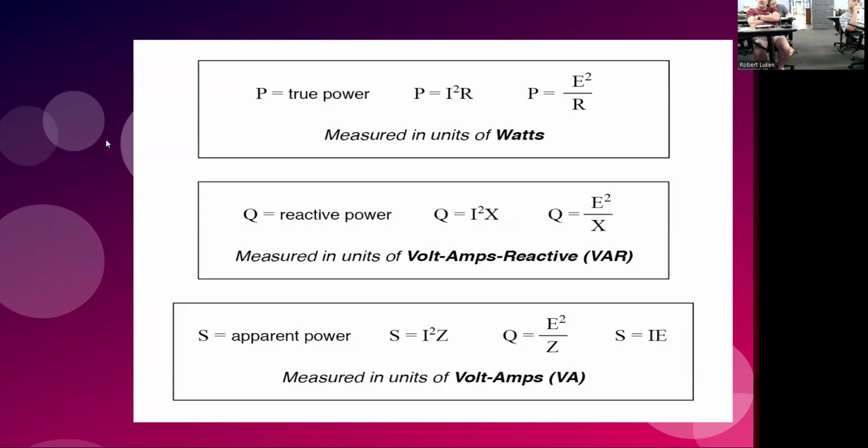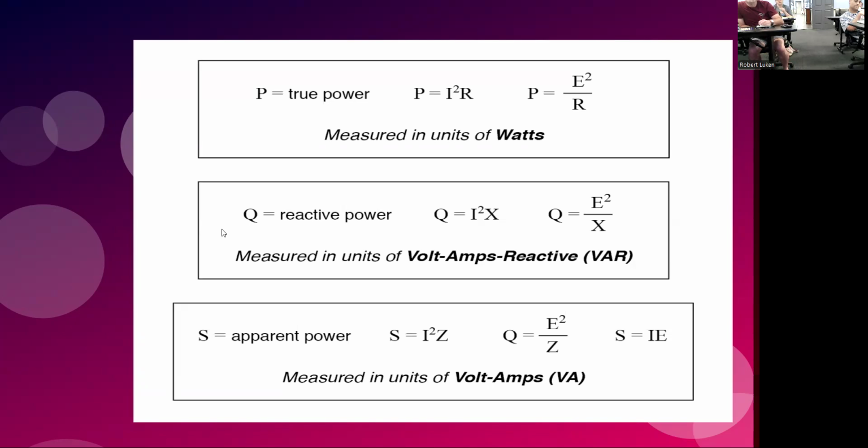So true power is measured by using the I squared R or E squared over R formula for Ohm's law, because that will give you true power. Whereas if you use E times I, it will give you apparent power if there's phase shift involved. Since we're doing it based on the current or voltage across the resistor, it's pure real power.